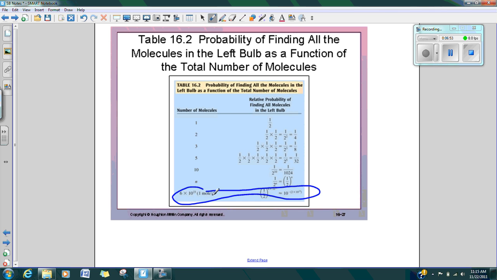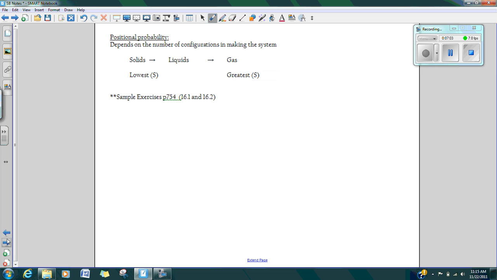So we're creating more and more entropy in our universe. And again, our driving force is the probability or the spontaneity of whether that's going to happen. So this positional probability is something that we need to talk about. Again, it depends on the number of configurations in the system. So it should make sense to you that solids have the lowest entropy. They're very ordered. The molecules are very close together, and the gases are very, very far apart.